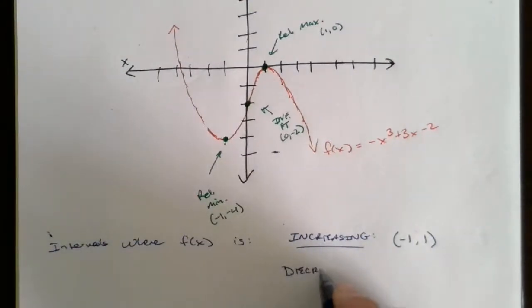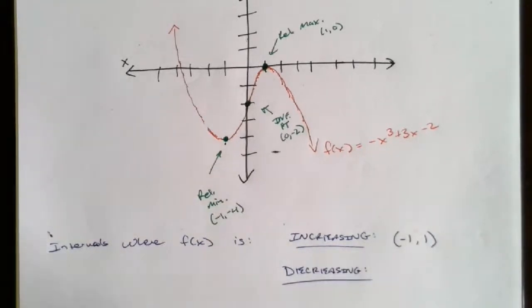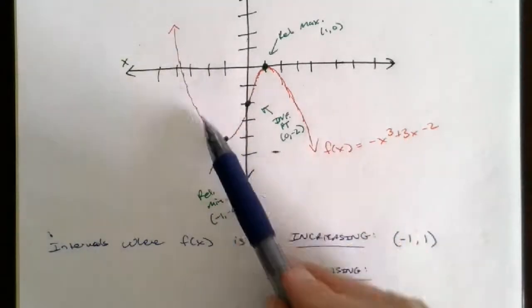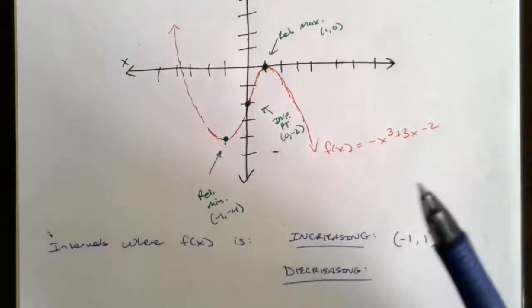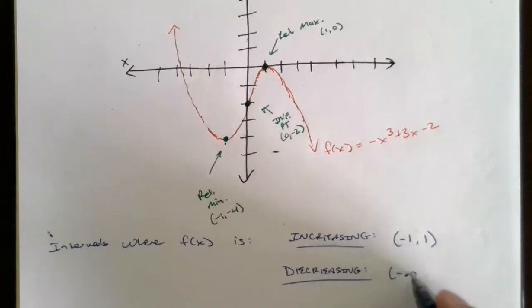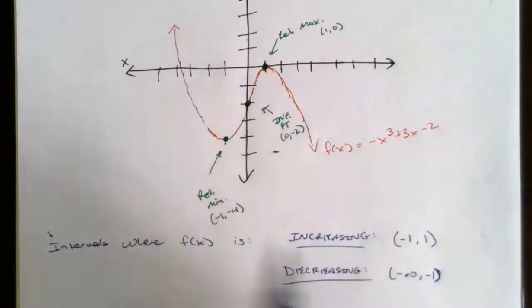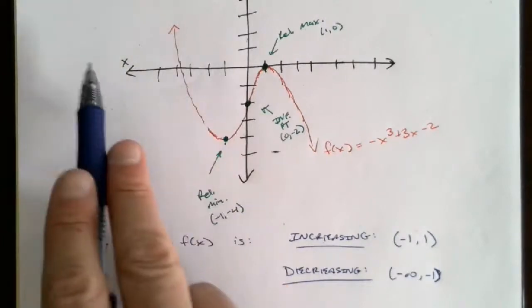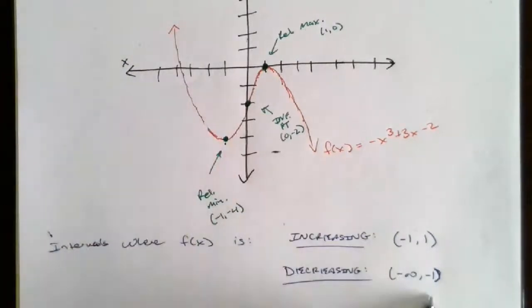Where is it decreasing? Where is it moving downward from left to right? Well, looking at this graph from left to right, it's decreasing everywhere up until -1. So that would be from -infinity to -1. Make sure you're using parentheses on both sides. Make sure you talk about this. Not only does it go up forever, it goes to the left forever. So it starts at -infinity out to -1.